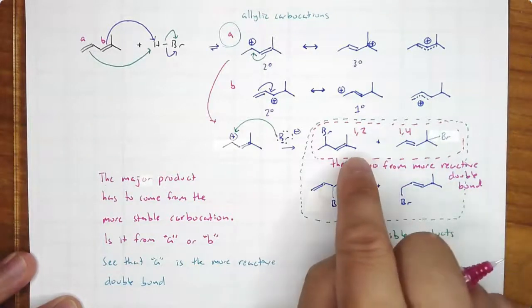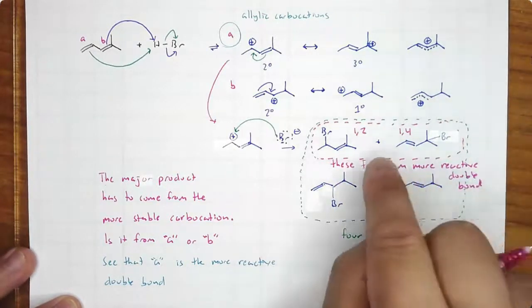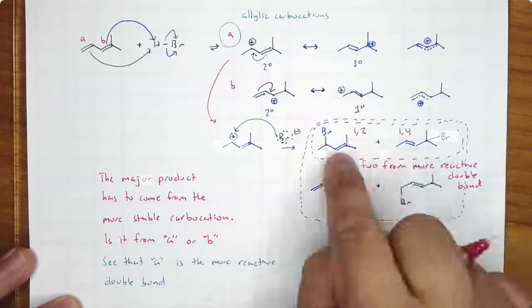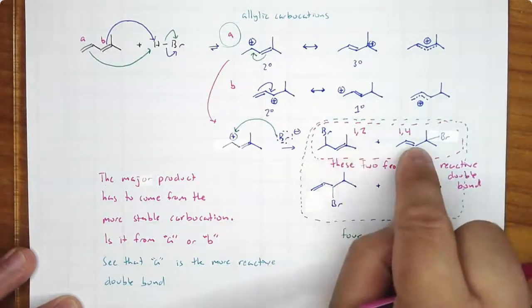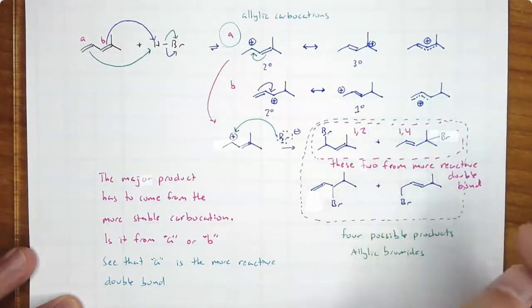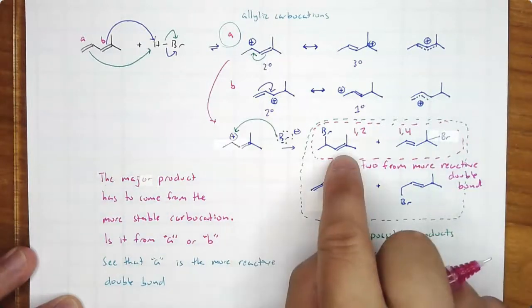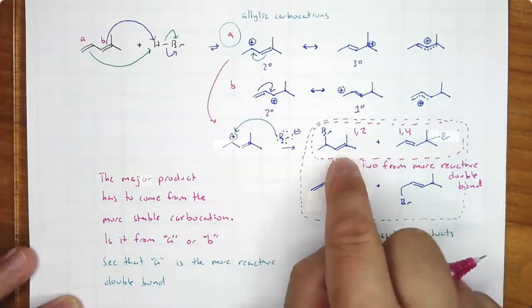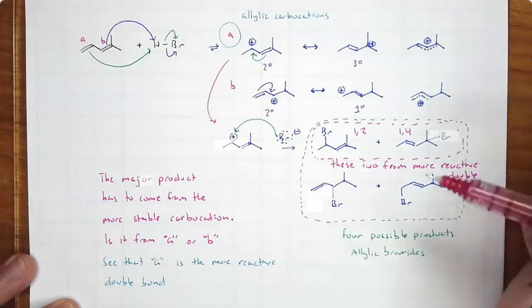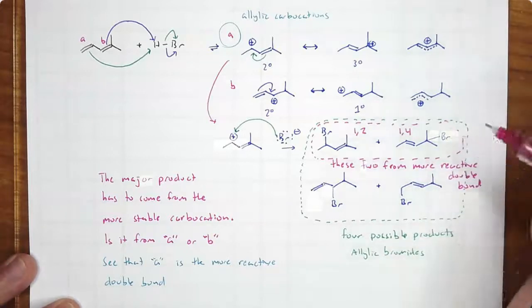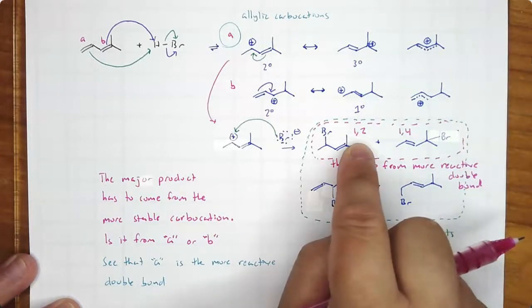Very interesting. I wasn't expecting this actually. Which one is the more stable alkene? Is it the 1,2 or the 1,4? See, the more stable alkene is here, the tri-substituted, the 1,2. The thermodynamic and the kinetic product is both the 1,2.